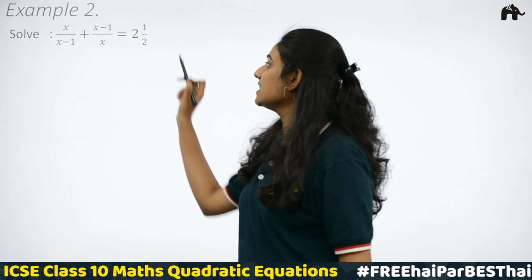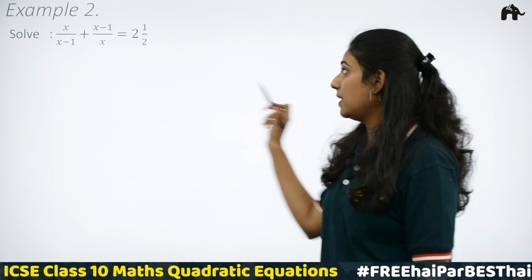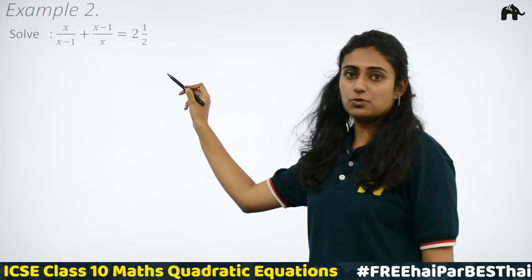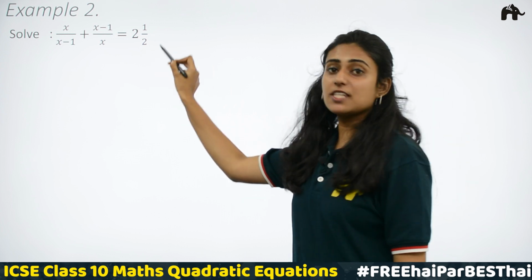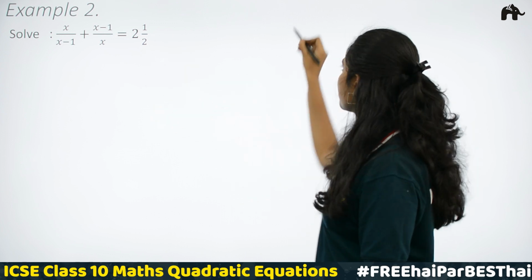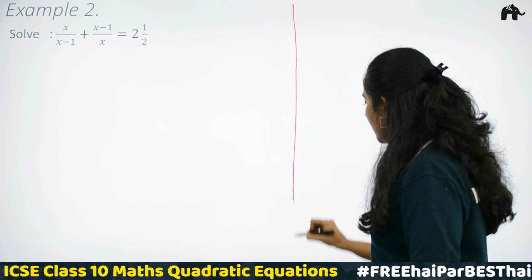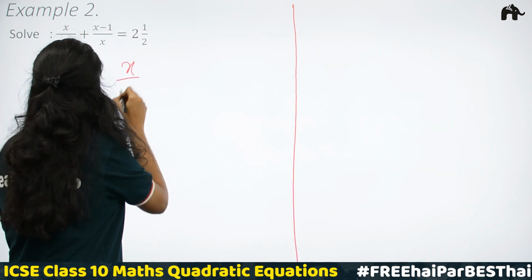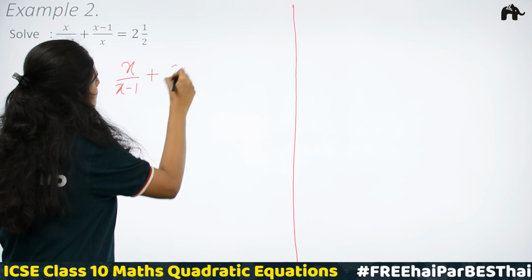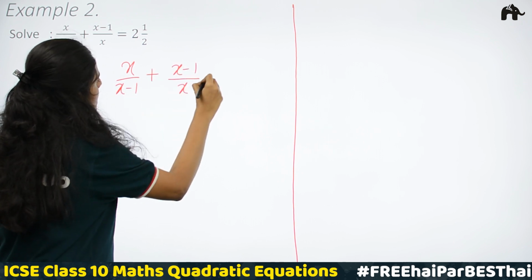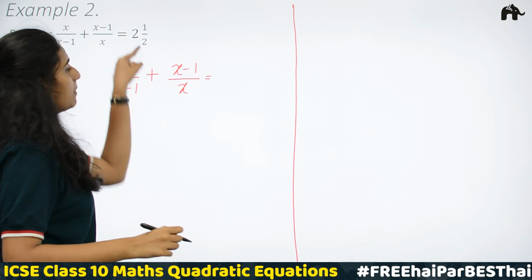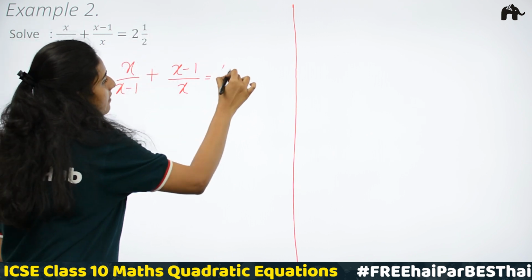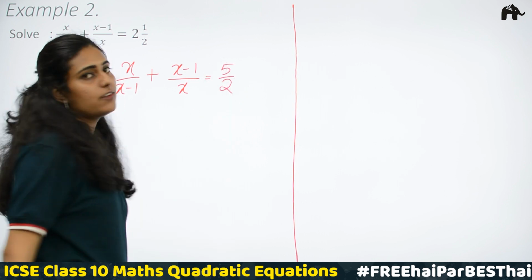Solve x divided by (x minus 1) plus (x minus 1) divided by x is equal to 2 1 by 2. First, we need to convert this mixed fraction into an improper fraction. Here we have x divided by (x minus 1) plus (x minus 1) divided by x is equal to 2 1 by 2. That is 2 into 2, 4, 4 plus 1, 5. 5 divided by 2 is the improper fraction form.